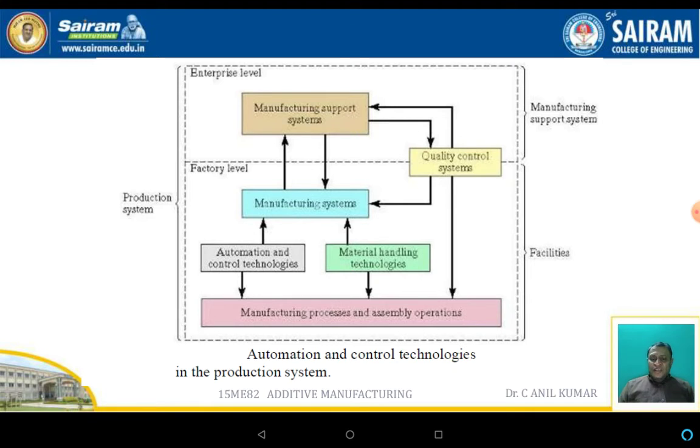The automation and control technology in the production system is given by the sketch. Here there are two levels: one is the enterprise level, the other is the factory level. Even in this, there are two systems: one is the production system, the other is the facilities. Looking into this, where the automation has to be done, either at the enterprise level or at the factory level, we will discuss in the further slides.